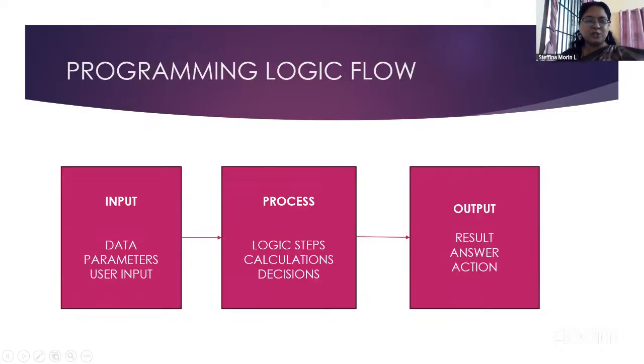This is your programming logic flow. Already we saw the algorithm, flowchart and pseudocode behind this. This is the logic flow behind your programming. First, you need to know the input. Input means the data going to be processed, the parameters, and your user input. Then process: what are the logical steps to complete your calculations and your decisions? Then finally, you achieve your output, or a result.